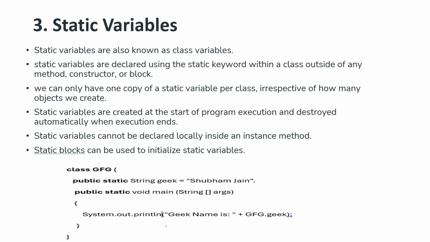We can access the static variable with the class name, like gfg.geek, or we can use the object name also to access it. It doesn't matter. So that's what a static variable is.